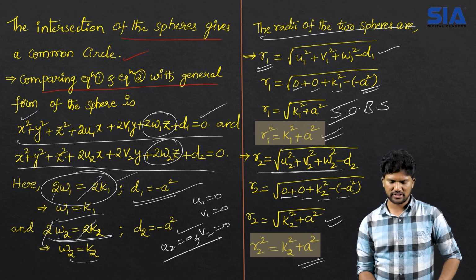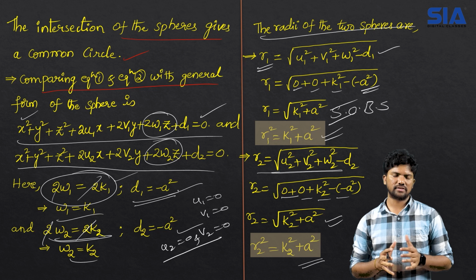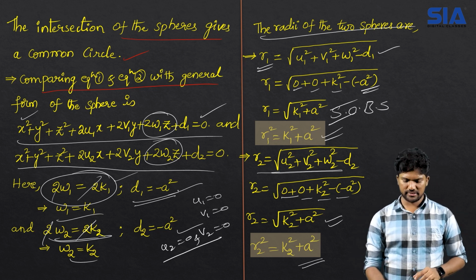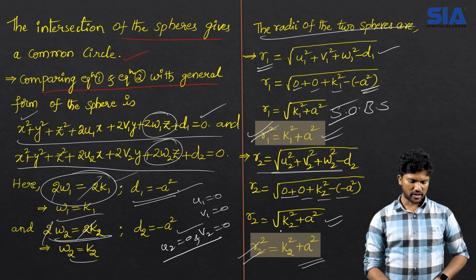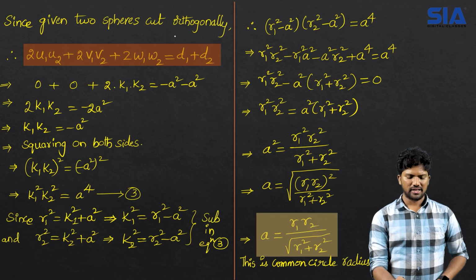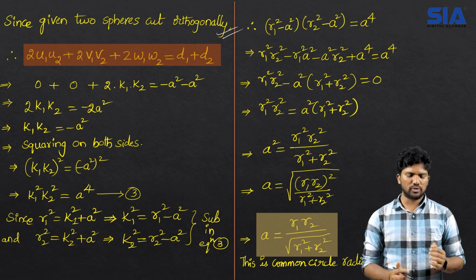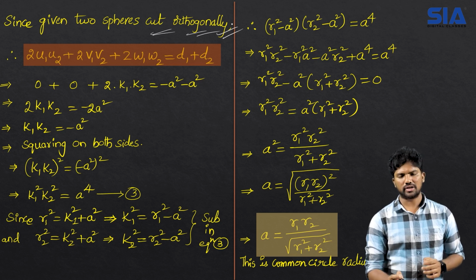So squaring on both sides, we get r2 square. R suffix 2 whole square is equal to k2 square plus a square. This one is r suffix 1, and this one is r suffix 2 square. Now what they are mentioning in the given problem is that the given two spheres cut orthogonally.